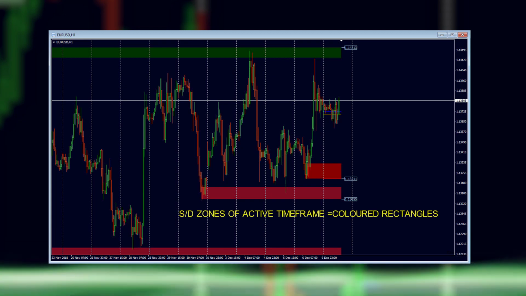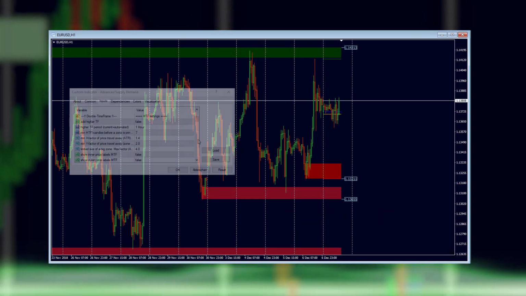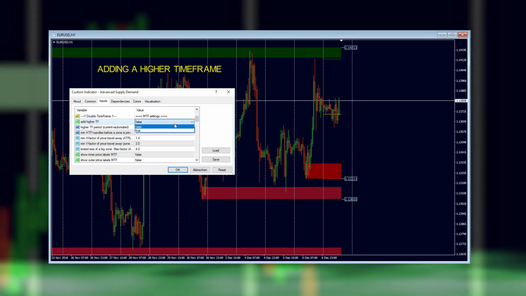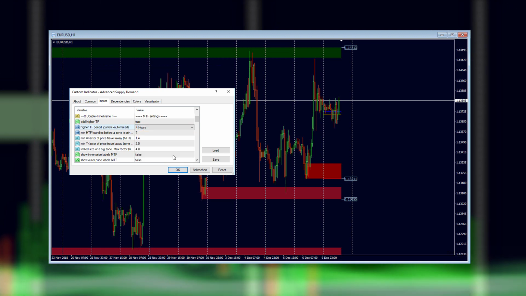Add zones from a higher time frame and layer these over zones from the current time frame. Zones from higher time frames tend to be stronger than zones from lower time frames. A stronger zone might repel price more vigorously than a weaker zone.